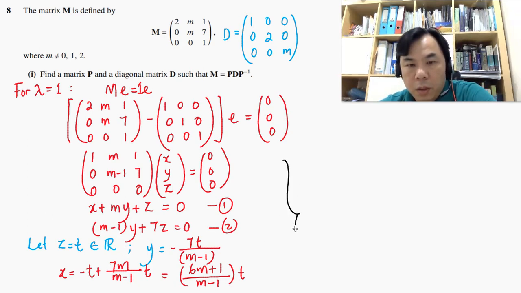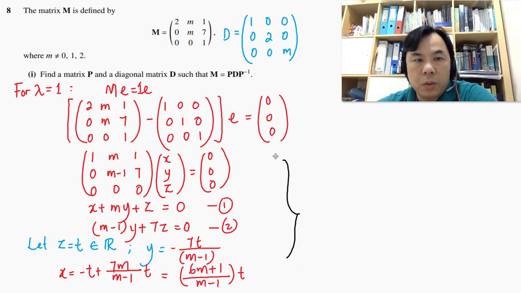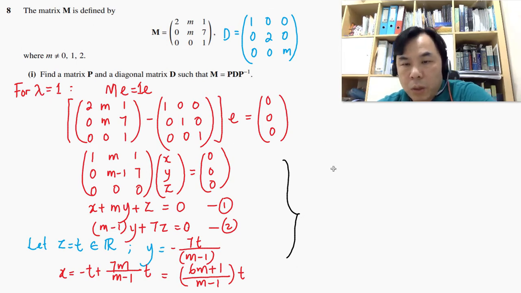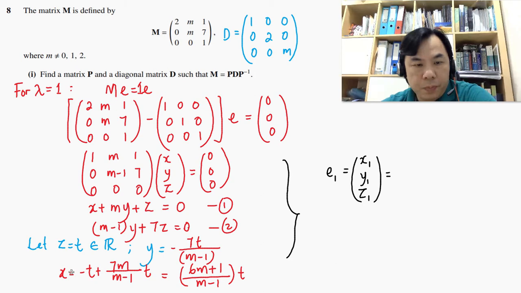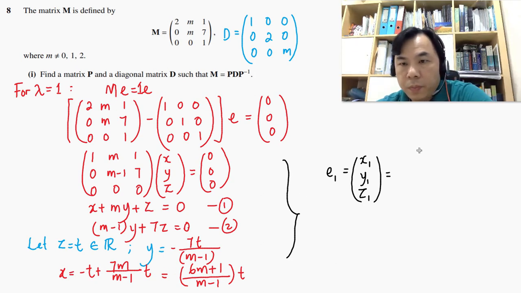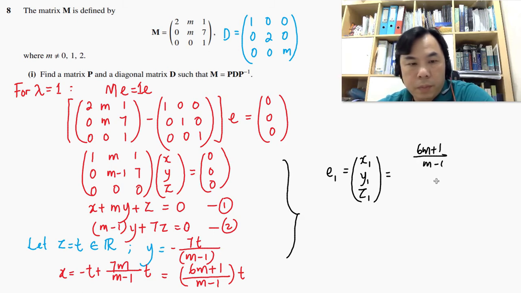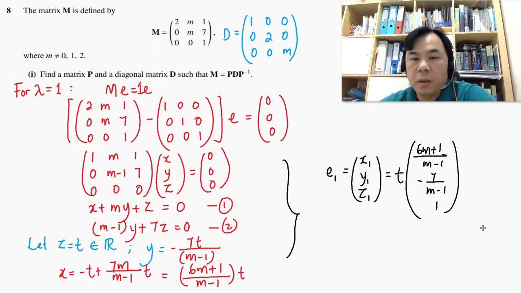Then from here, we can conclude that our first eigenvectors corresponding to eigenvalue lambda equal to 1, I'll label this as E1, is actually equal to x1, y1, z1. So those unique values are, we have x equal to 6m plus 1 over m minus 1. And then y would be negative 7 over m minus 1. And then finally, that will be 1 t. Okay, t in this case.